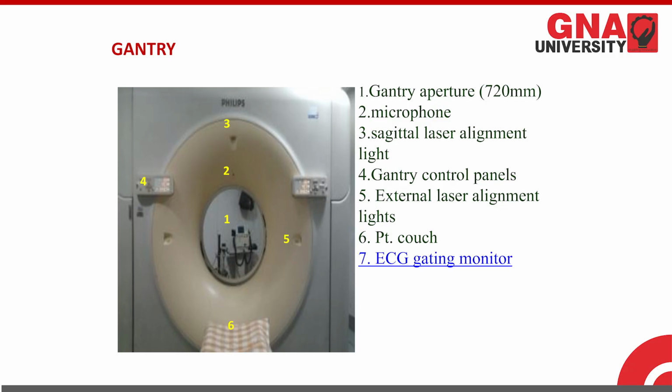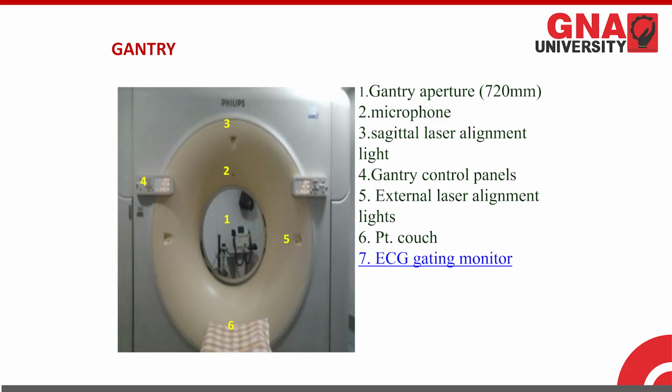Fourth is known as gantry control panel. So here on both sides of the gantry we have a control panel through which we can control the movements of the gantry. The movements of the gantry include moving the patient table back and forth from the gantry, up and down. Then also the gantry tilt can be done from here. Fifth is known as external laser lights. So here, again for the alignment and the proper positioning of the patient, two types of laser beam alignments are there. One is the sagittal, next is the external.